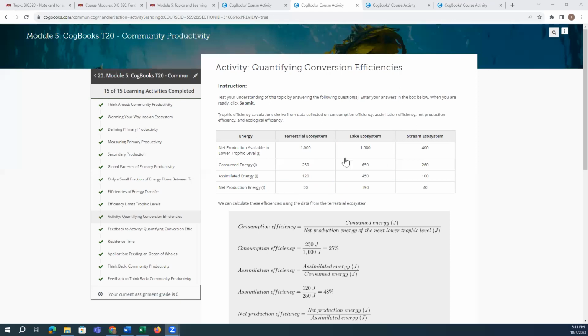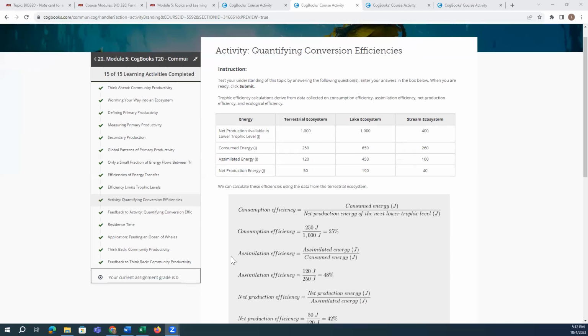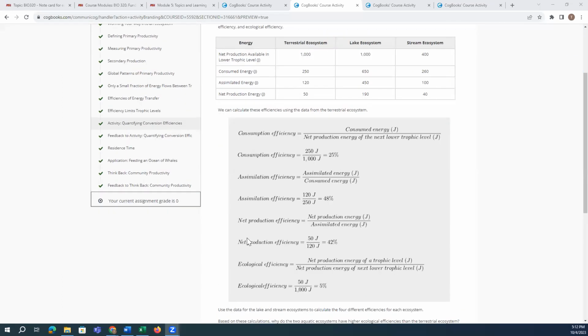So we can see the table here, right? What we have is a table of the different energies: the net production available, consumed energy, assimilated energy, and the net production energy. In this example, it gives us three different environments that we can make calculations for: terrestrial, lake, and stream. The example goes through in order, and you notice the ecological efficiency uses some of the previous calculations to build on.